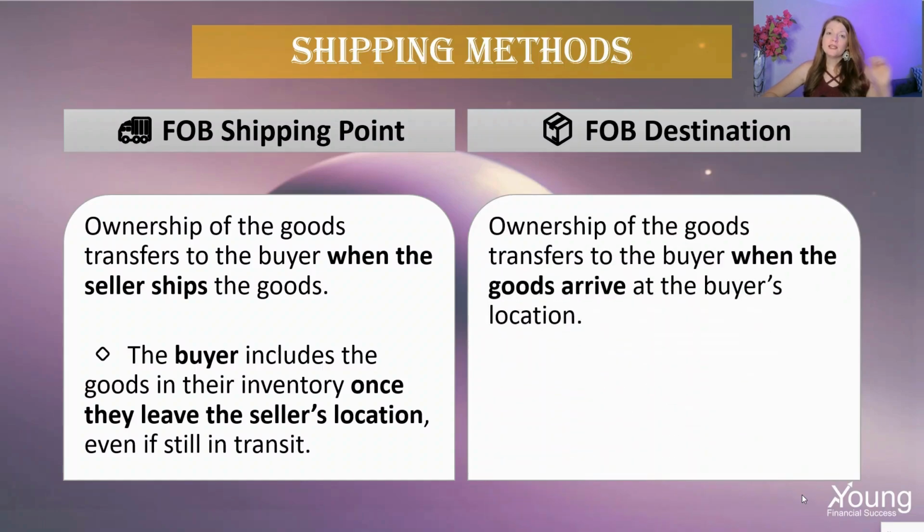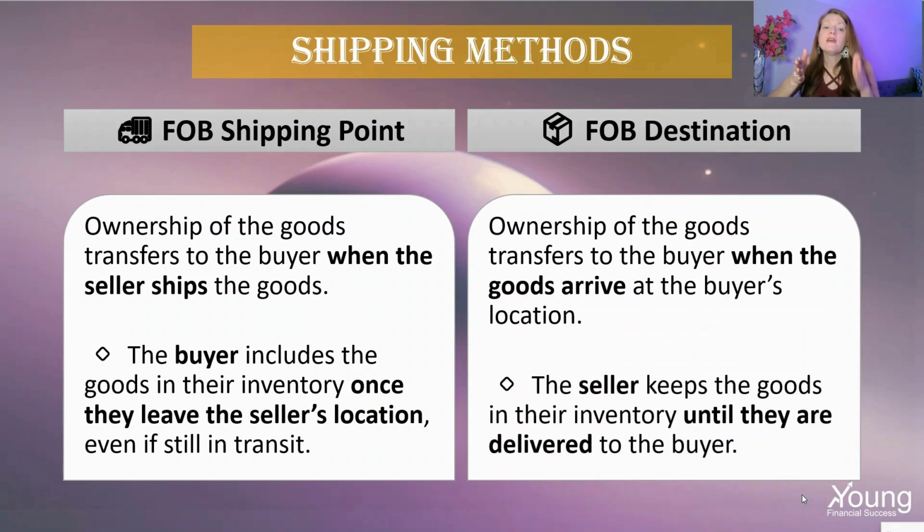So if it's FOB destination, it's the opposite. The ownership of the goods transfers to the buyer when it arrives. So while it's traveling from US Foods to Subway, it is still the ownership of US Foods. It's not Subway's ownership until it arrives at Subway. So the seller does not show it in their financial statements as their ownership and inventory until it arrives there at their location.